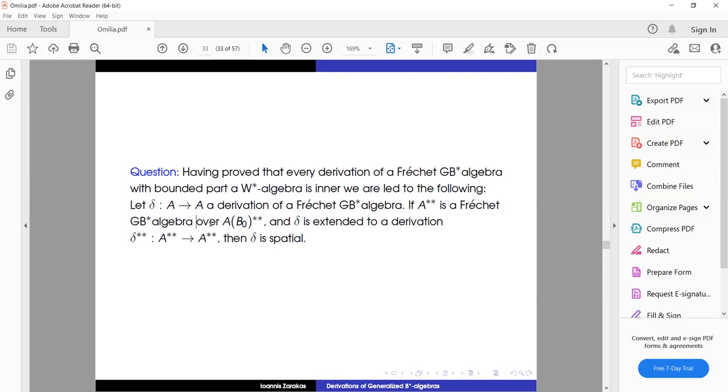And of course, having proved before that every derivation of a Fréchet GB*-algebra with bounded part a von Neumann algebra is inner, if we could extend the derivation delta from alpha to alpha to the biduals, to a derivation delta double star, and if we could say that the bidual of alpha is a GB*-algebra over the bidual of A_B0, which is clearly a von Neumann algebra, then we could take advantage of our previous result and say that this delta double star is inner. Hence, our initial delta is partial. So the work to be done is starting with a derivation delta from a Fréchet GB*-algebra.